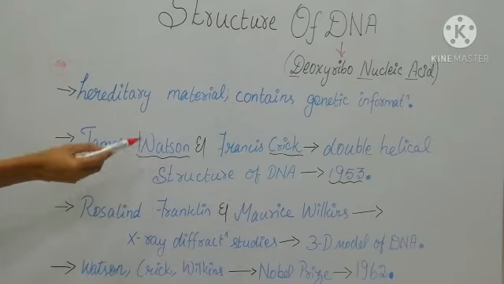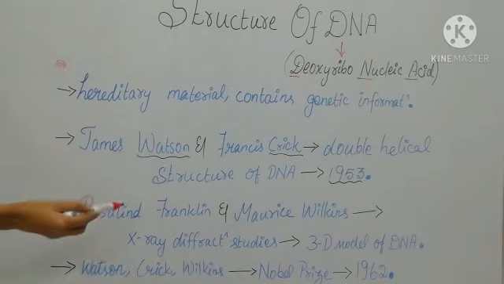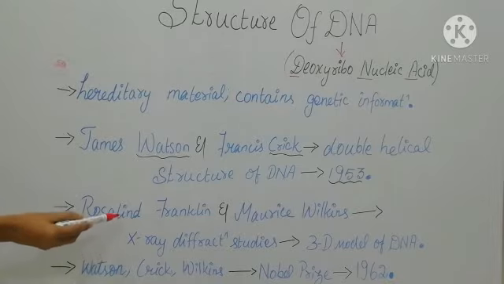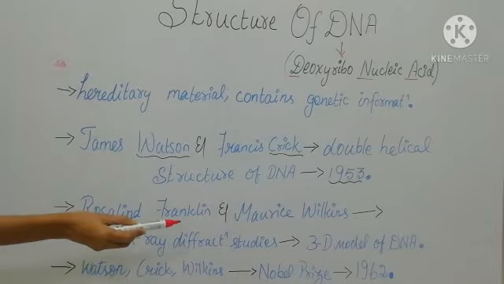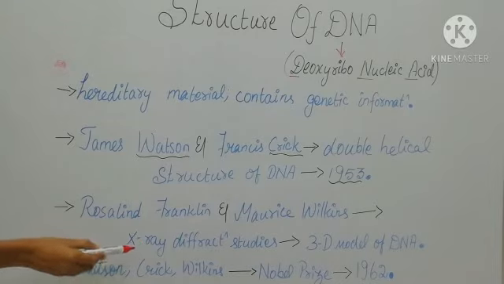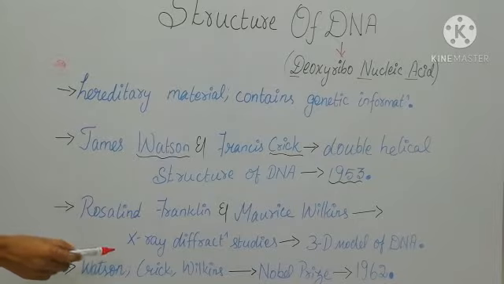And this DNA has a double helical structure, that is, a spiral, truly spirally coiled structure. Its structure was proposed by James Watson and Francis Crick in the year 1953. Rosalind Franklin and Maurice Wilkins obtained the structure of DNA by X-ray diffraction studies. X-ray diffractor is an instrument which is used to study the structure of minute particles. Based on their studies, James Watson and Francis Crick proposed the 3D model of DNA. Because of that, Watson, Crick and Wilkins got the Nobel Prize in the year 1962.